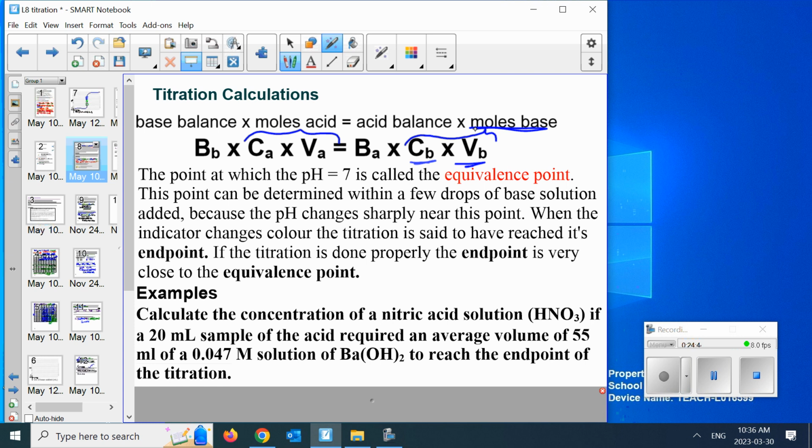Now, I'm going to read through this and I need you to pay attention. The point at which the pH is 7 is called the equivalence point. You have the exact same amount of acid to base. That point could be determined within a few drops of base solution, because the pH changes sharply, you just saw it, that skyrocket. When the indicator changes color, and we'll use phenolphthalein, the titration is said to have reached its endpoint. If the titration is done properly, the endpoint is very close to the equivalence point, within a drop.